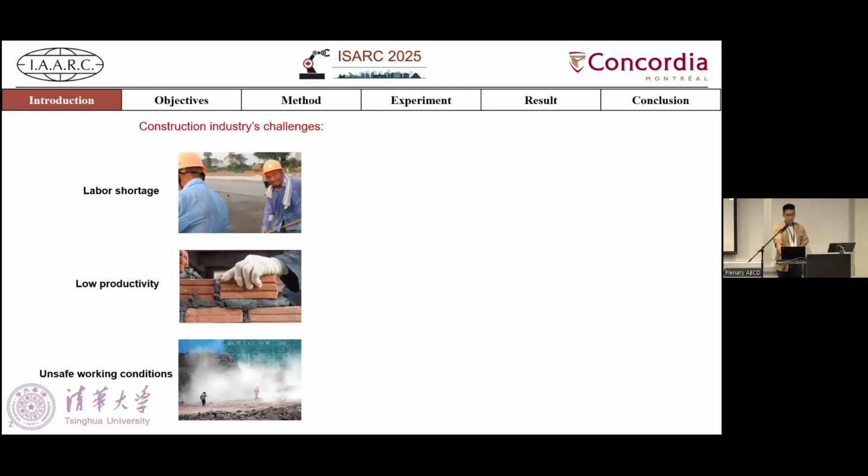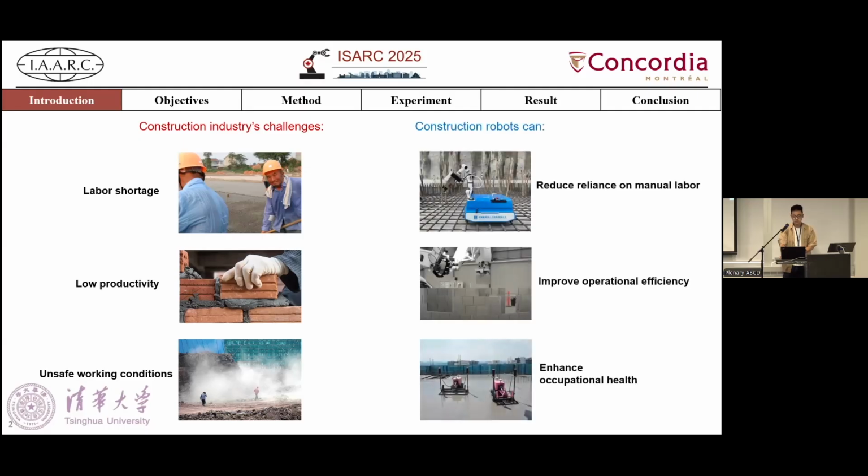So let's begin. As we all know, the construction industry has faced a lot of challenges such as labor shortage, low productivity, and unsafe working conditions. And construction robots offer a promising solution to this issue. They can reduce reliance on manual labor, improve operational efficiency, and what's more, they can enhance worker safety and well-being by minimizing their exposure to dangerous situations.